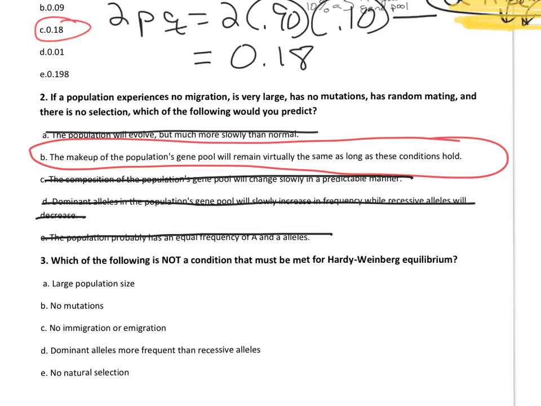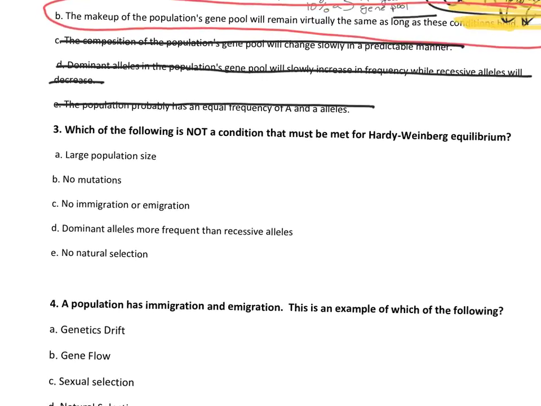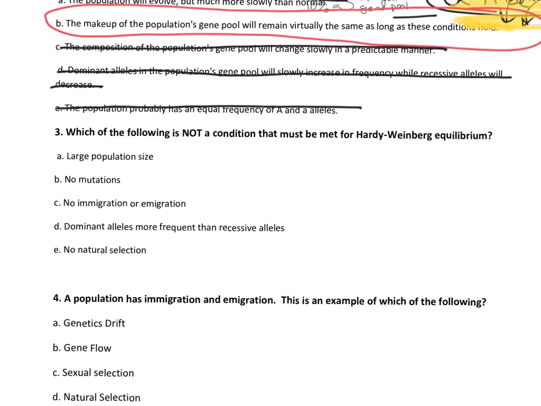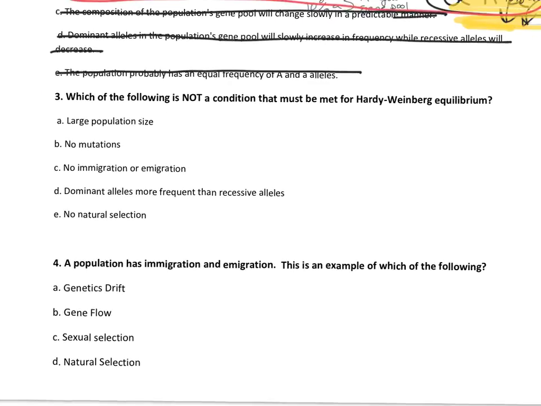Are we all good with this so far? All right, so let's move on. So if you see that again, you're not going to tell me that you didn't understand or whatever. All right. The next one. Which of the following is not a condition that must be met by Hardy-Weinberg? You need a number. Right. You have to know what Hardy-Weinberg is. And you know what's funny is that the answer to 3 is right there. Number 2, the answer is right there.